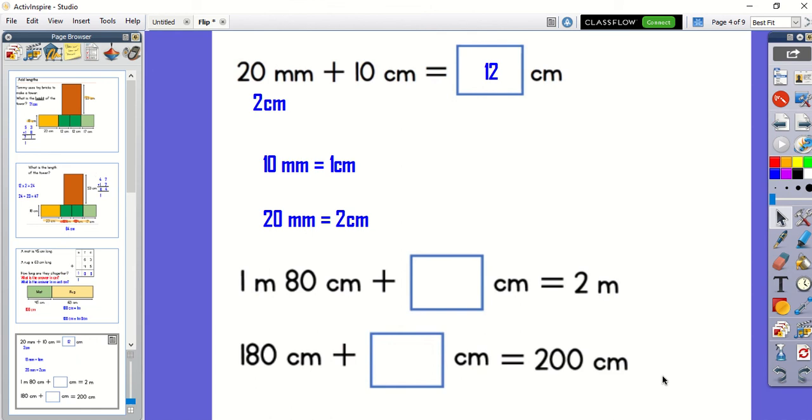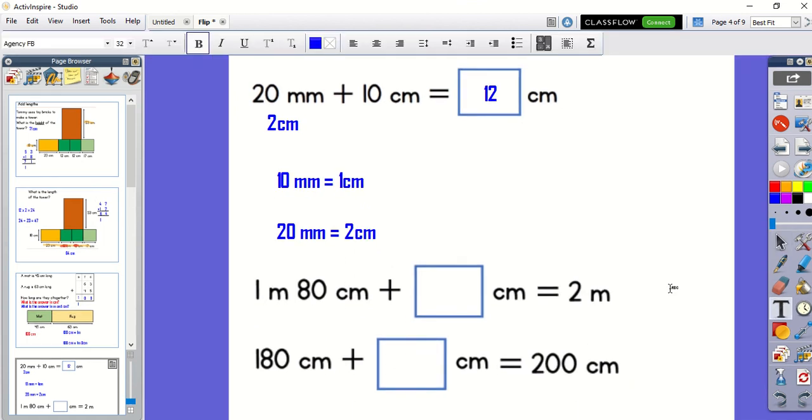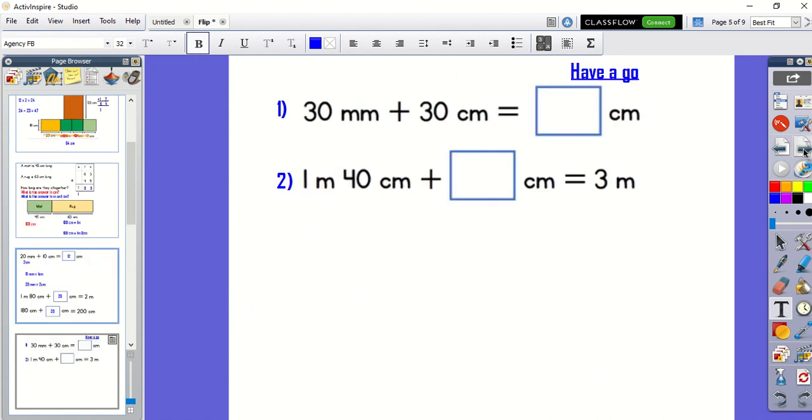Well, how do I get from 180 to 200? Well, if I add 20, that would take me up to 200, number bonds. So 180 centimetres, add 20 centimetres, would give me 200 centimetres. So that's exactly the same. A metre 80, add 20 centimetres, would give me 2 metres. Well done if you were able to figure that out. Now, see if you can solve these two problems.